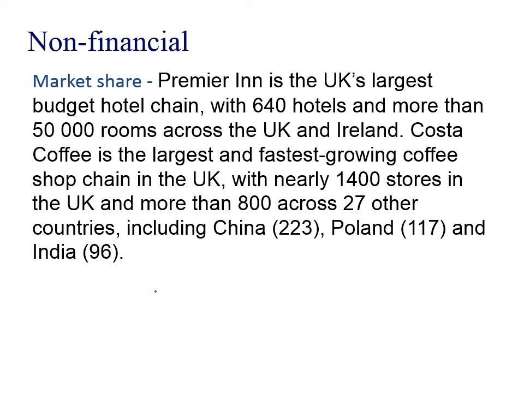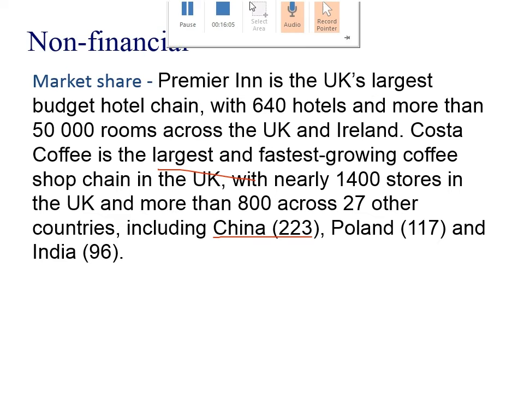So it's the UK's largest budget hotel chain, so seems pretty big. Again, largest, Costa Coffee, and they're opening lots of stores. They want to open 500 in China, don't they? So they're already kind of growing, and an international business.